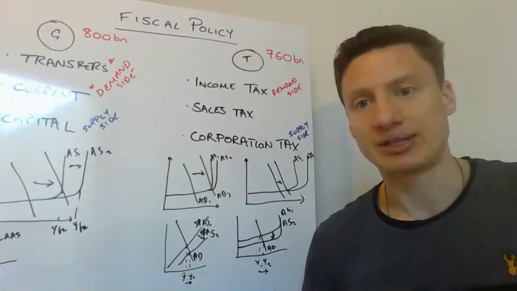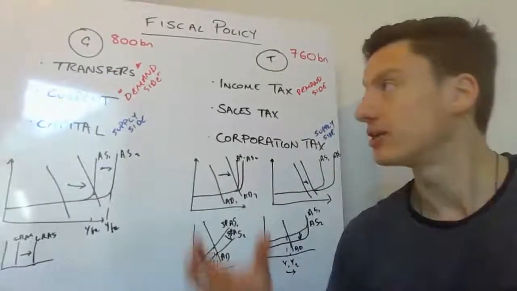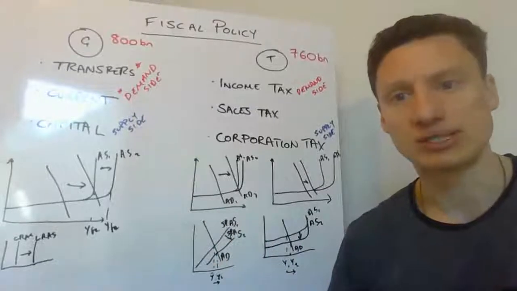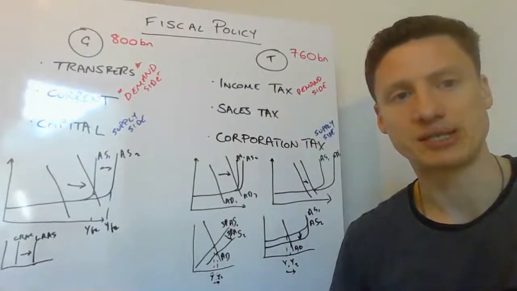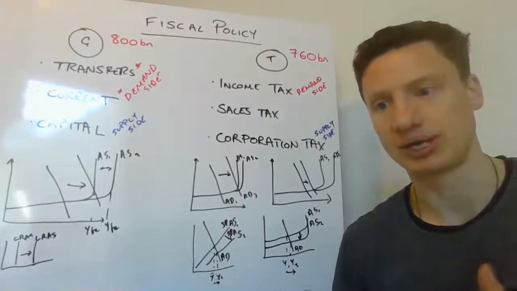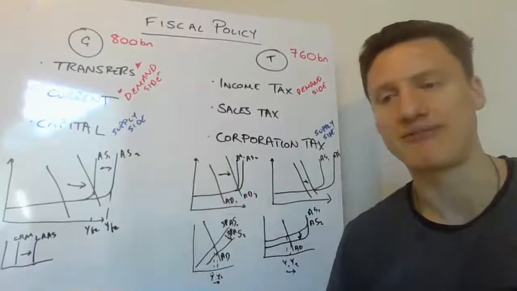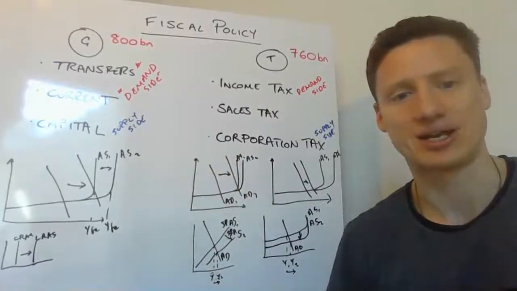So there we have it. These are the main levers of fiscal policy. 3 types of government expenditure, 3 types of taxes, and I'm looking here now at the different effects that they have on AD and AS.